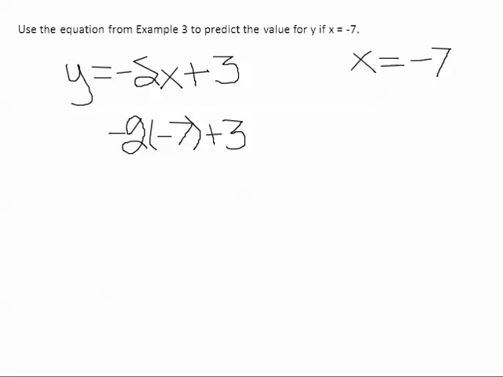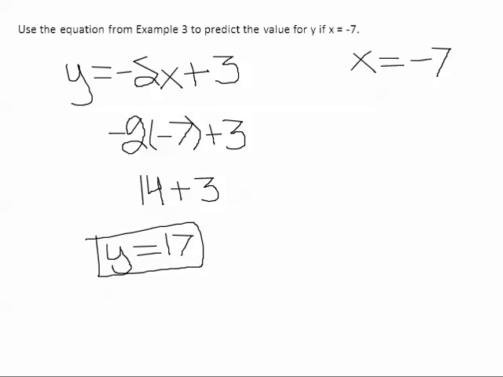-2 times -7 gives me a positive 14. I'm going to add 3 to that for 17. And I found that y equals 17. So your coordinate point would be -7, 17.